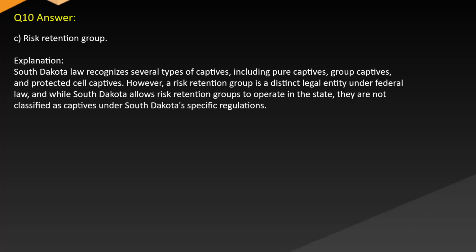Explanation. South Dakota law recognizes several types of captives, including pure captives, group captives, and protected cell captives. However, a risk retention group is a distinct legal entity under federal law, and while South Dakota allows risk retention groups to operate in the state, they are not classified as captives under South Dakota's specific regulations.